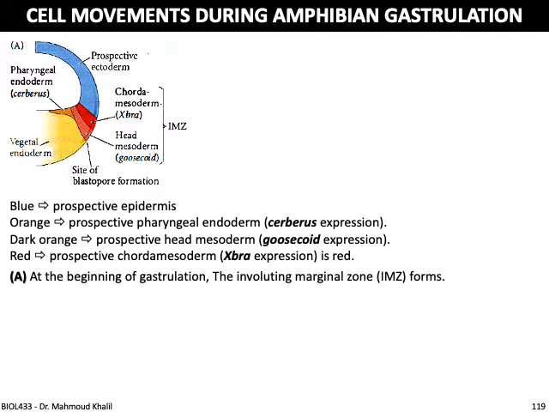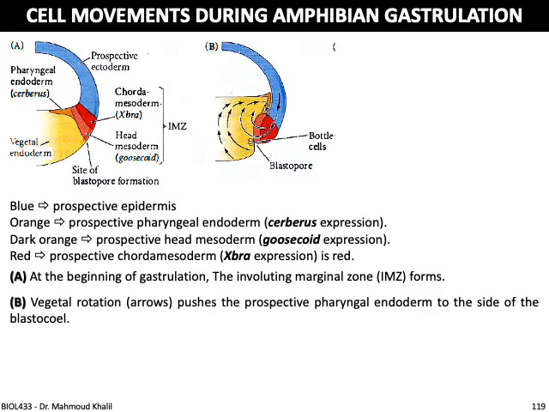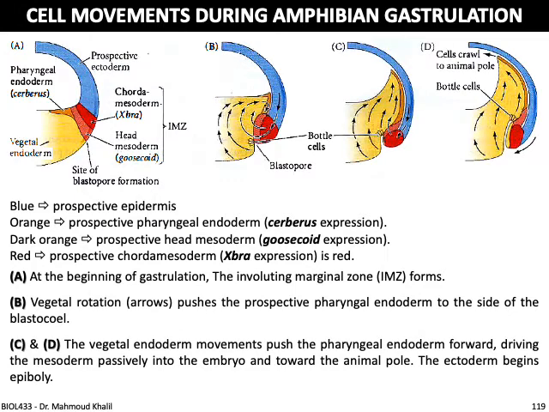At the beginning of gastrulation, the involuting marginal zone, IMZ, forms, which is composed of chorda mesoderm and the head mesoderm. The vegetal rotation, as you can see from the arrow on the figure, pushes the prospective pharyngeal endoderm to the side of the blastocoel. You can see in C and D that the vegetal endoderm movement pushes the pharyngeal endoderm, represented by the orange color, forward, driving the mesoderm passively into the embryo and toward the animal pole.